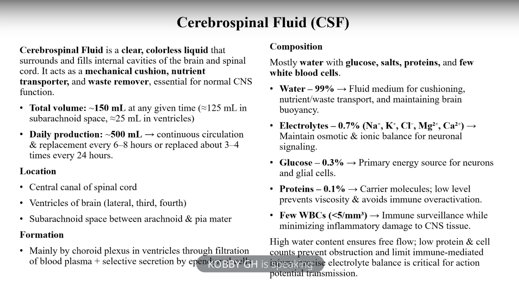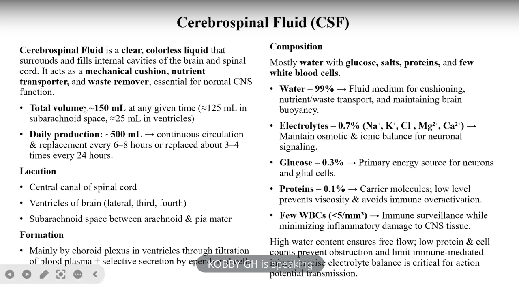And you can be asked this in physiology, the functions of cerebrospinal fluid. It's something you have to know, not only for physiology, even in medicine and also in surgery. The functions of cerebrospinal fluid are mechanical cushioning, that is protection, nutrient transport to the brain and spinal cord, and waste removal. These are the functions of the cerebrospinal fluid. Now, the total volume is also something you should know.